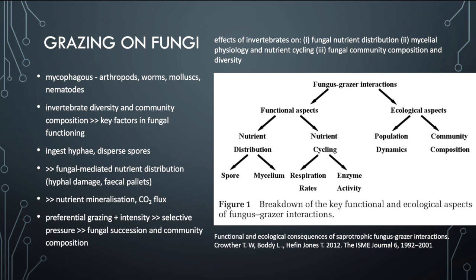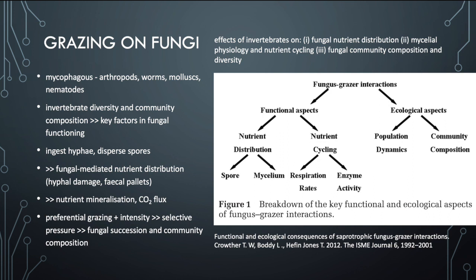There's also preferential grazing and its intensity. So how certain organisms prefer to eat certain types of fungi and how intense the grazing behavior is on those particular species that then causes selective pressure, and therefore fungal succession and community composition is influenced within the ecosystem based on these preferential grazing methods and the intensity of that grazing. So the diagram on the right describes the effects of invertebrates grazing on fungi and how that affects fungal nutrient distribution, mycelial physiology and nutrient cycling, and fungal community composition and diversity.